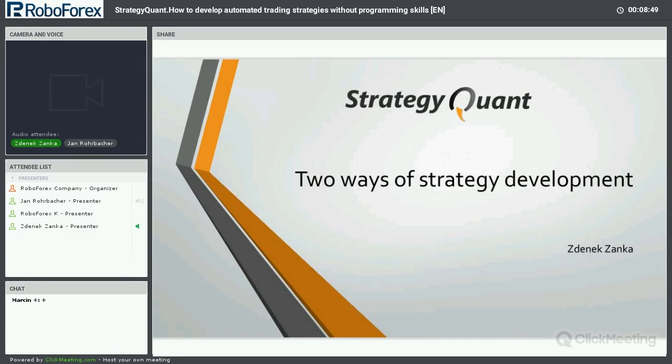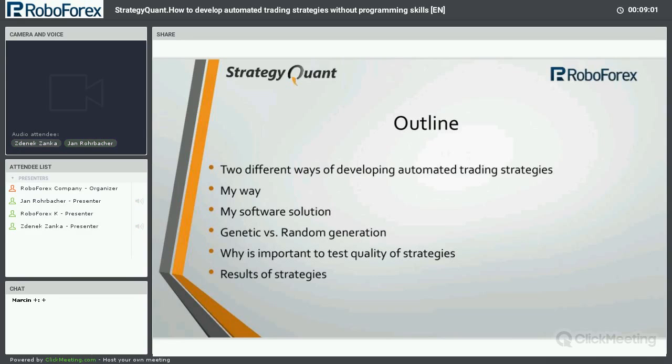In my part of the presentation, I would like to describe two ways how to develop automated trading strategies and show you the key benefits of the StrategyQuant solution. So let's start. The outline of my presentation: at first, I will show you two different ways of developing automated trading strategies. Then I will describe my own way of development and my software solution. Then I will tell you a bit regarding genetic and random generation and why it's important to test the quality of strategies, because quality of strategies is extremely important. It's also called robustness of strategies, and this point determines which strategy can be profitable in the future and which not. So this is a very important part of my presentation. And finally, we will show you results of our strategies.